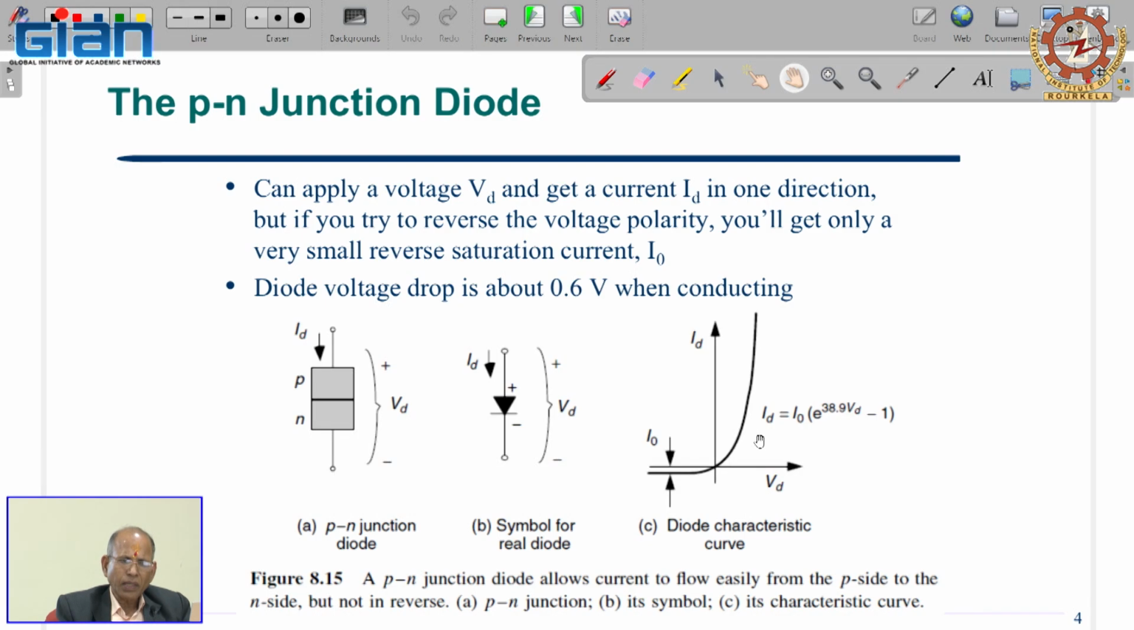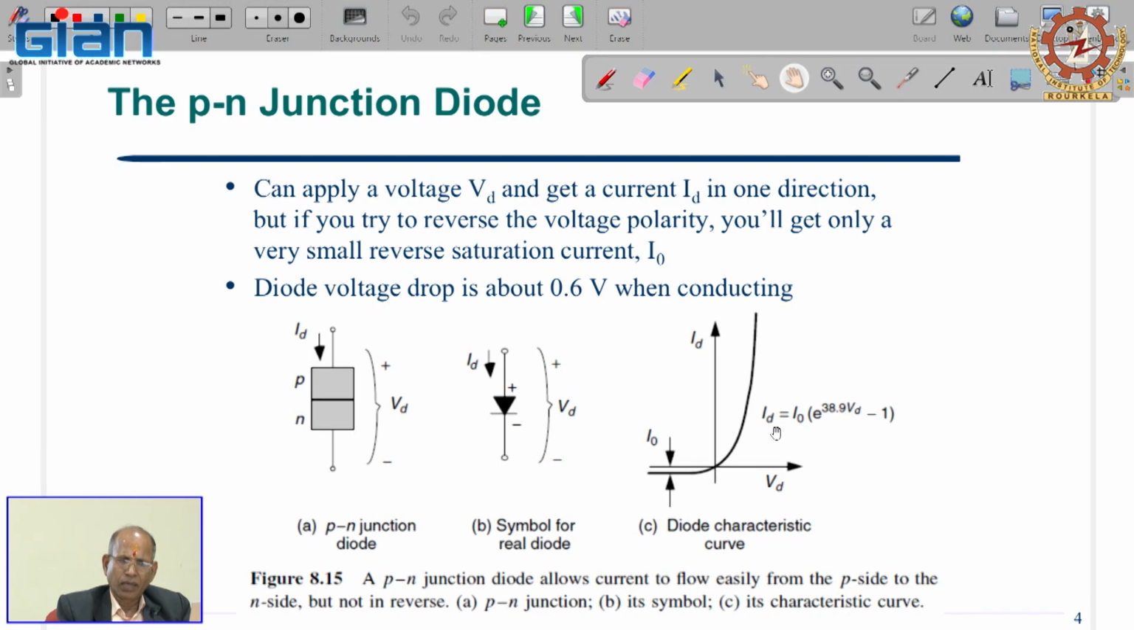So for current in the forward direction, this is a very important equation. Please take a note of it. ID is equal to I naught, e raised to the power 38.9 Vd, minus 1. From this you can find the diode current, and by rearranging you can also calculate the value of Vd, the voltage across the diode. So both quantities, ID and Vd, you can calculate from this equation.